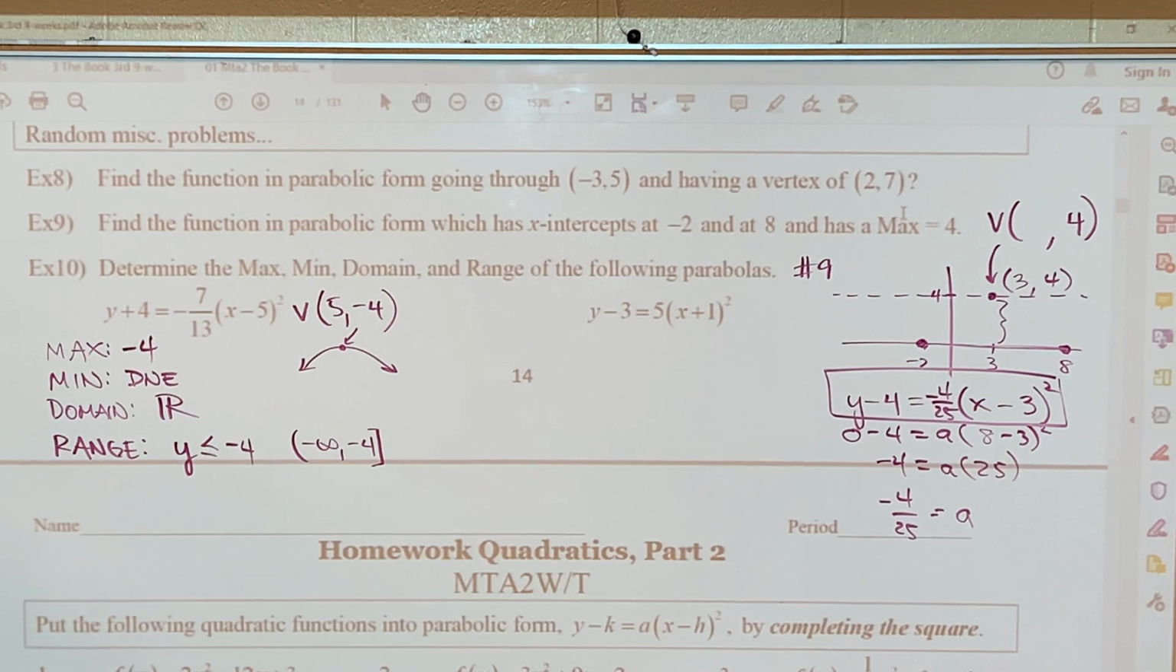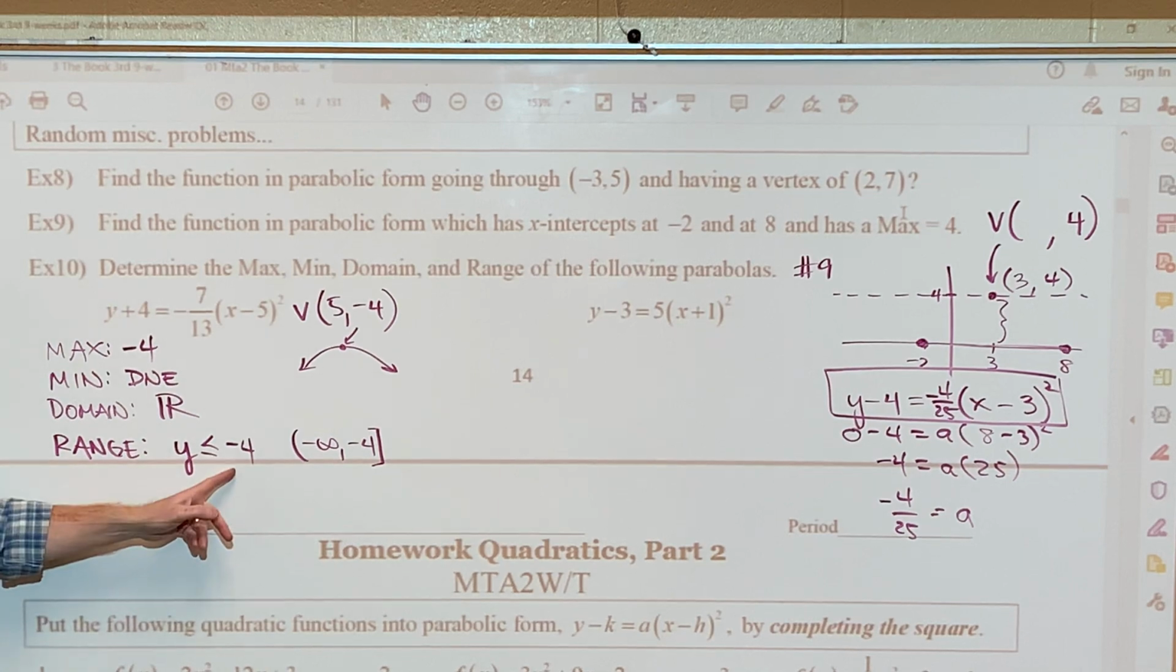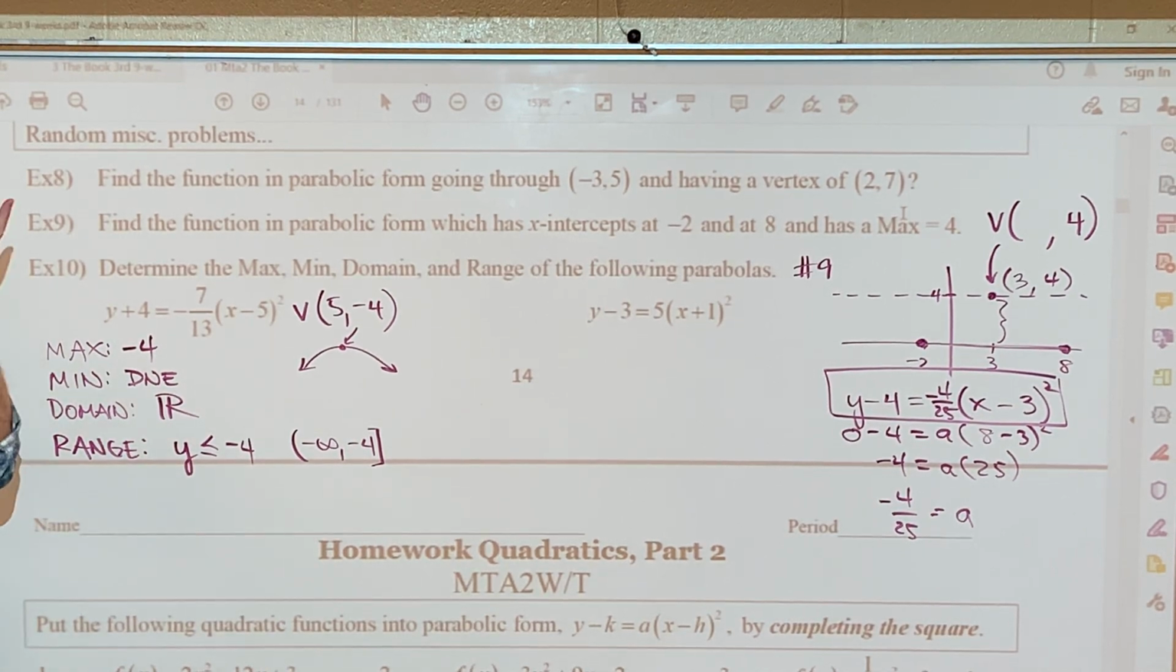Great. And by the way, please don't miss domain on these. On this test, the domain is always all reals because they're always going either up or down, so they're always spreading out left and right. The range may change because sometimes it's below -4, sometimes it's above, depending on which way it's going, but don't miss that. Okay, what about this next one?